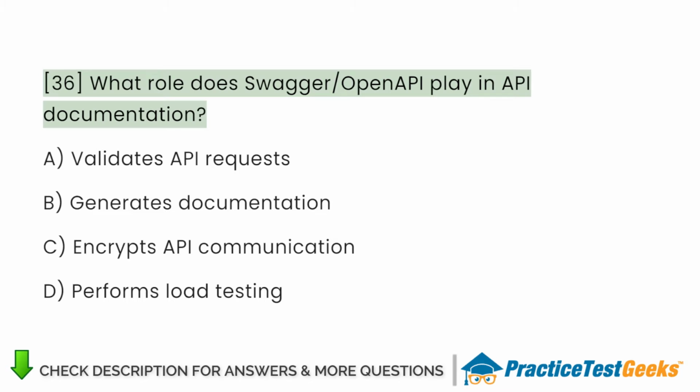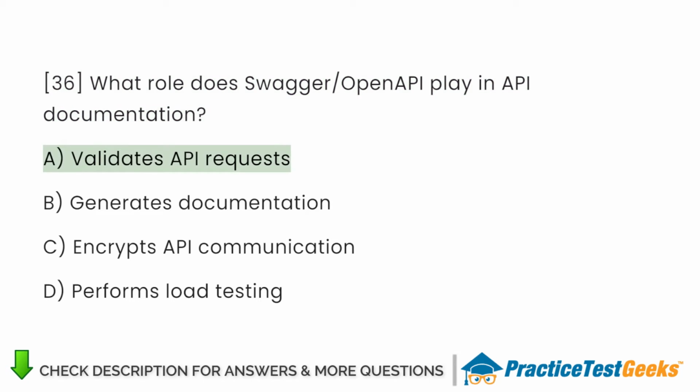What role does Swagger OpenAPI play in API documentation? A. Validates API requests. B. Generates documentation. C. Encrypts API communication. D. Performs load testing.